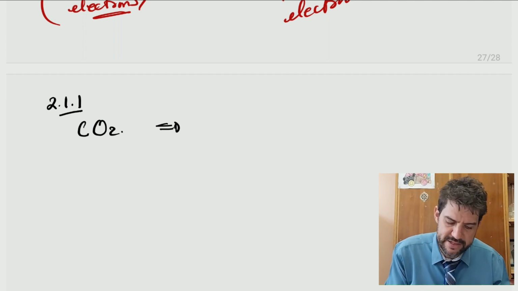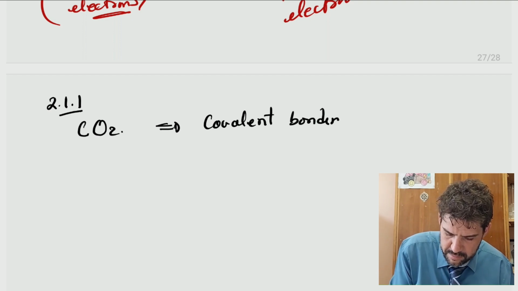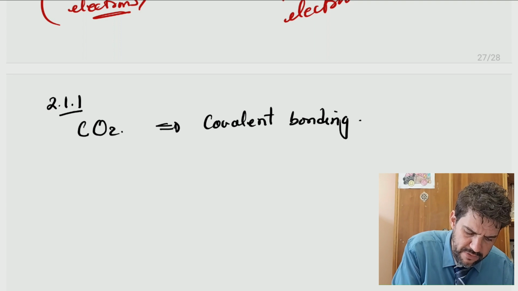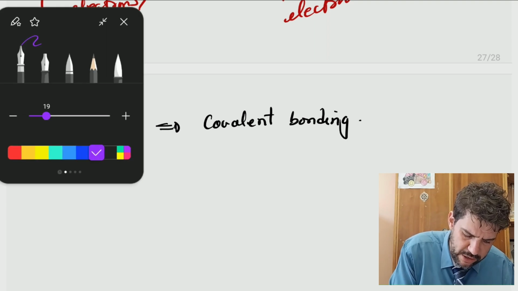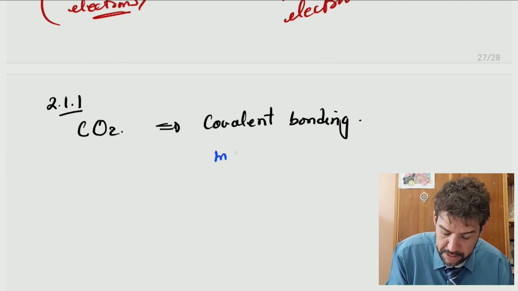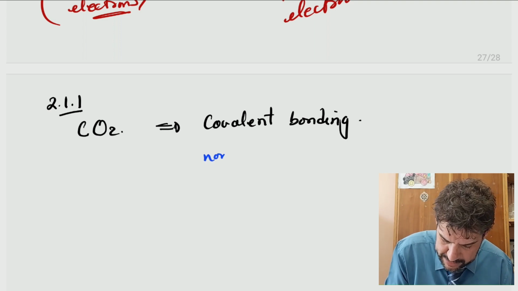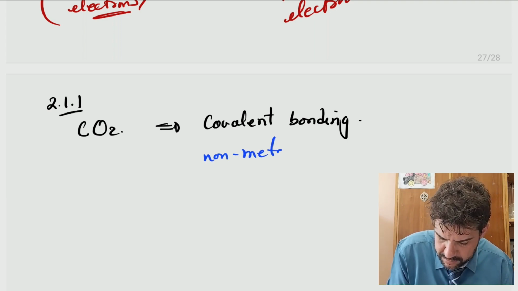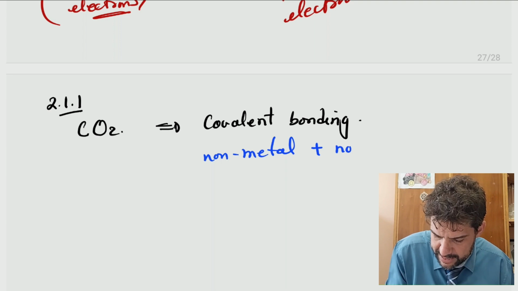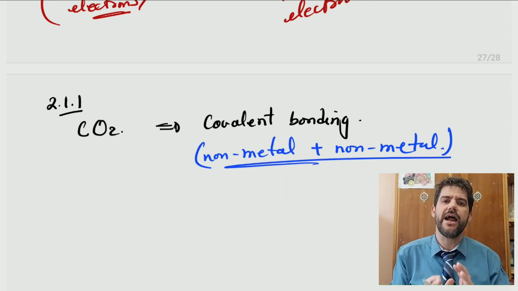let's identify. This one is covalent. How do I know it's covalent bonding, guys? Because it's the combination of two non-metals. It's a non-metal plus a non-metal. There is a covalent bonding. It means they are going to share.